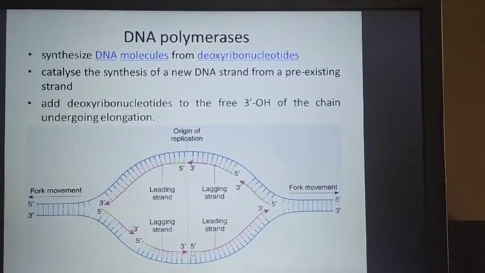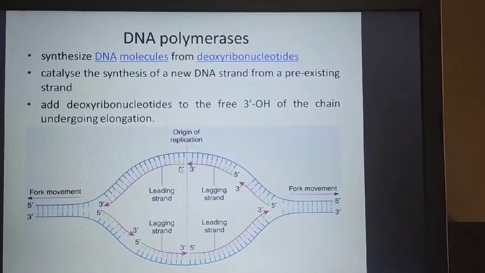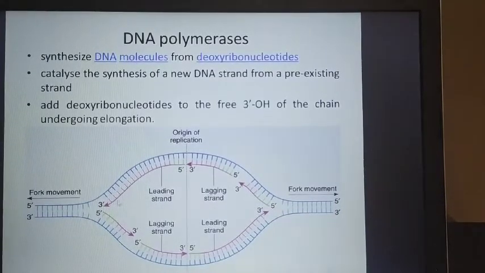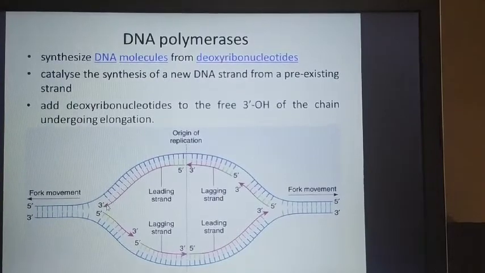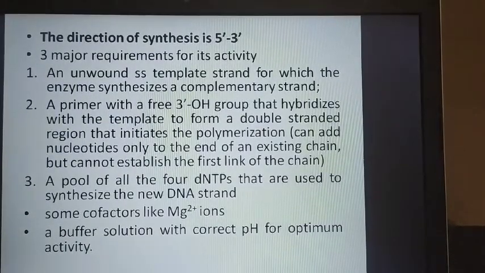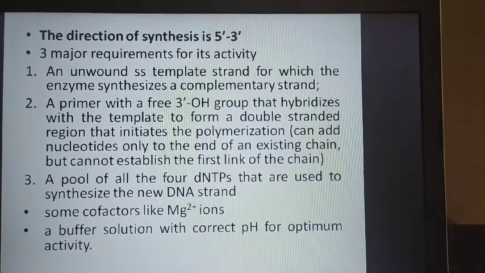When we study recombinant DNA technology, we will go back to the function of DNA polymerase. So, as I already told you, DNA polymerase can catalyze the synthesis of a new strand in the 5'3' direction. And we will go to the requirements for this activity. The first requirement is an unwound single-stranded template.